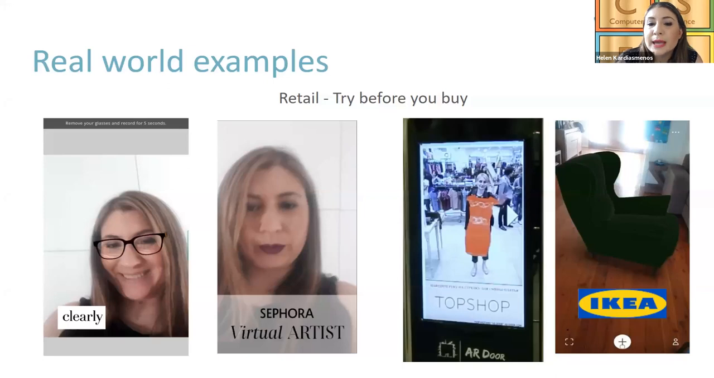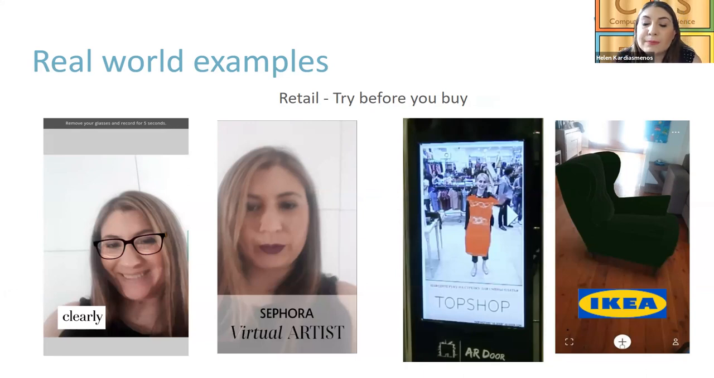One of the things that's become quite popular in Europe but really hasn't hit Australia yet are these virtual fitting rooms. And you can see the Topshop AR Door example. So in Europe, Topshop partnered with the company AR Door, and they used Kinect motion sensing technology to create a virtual fitting room door for customers in their Moscow store.